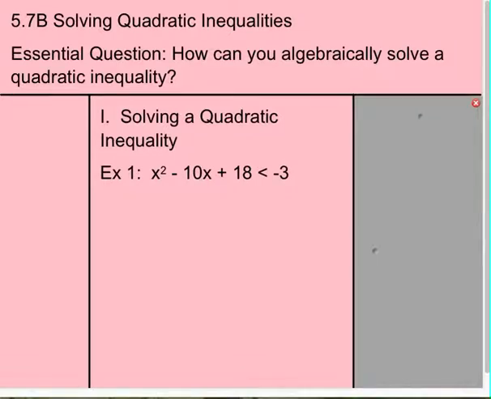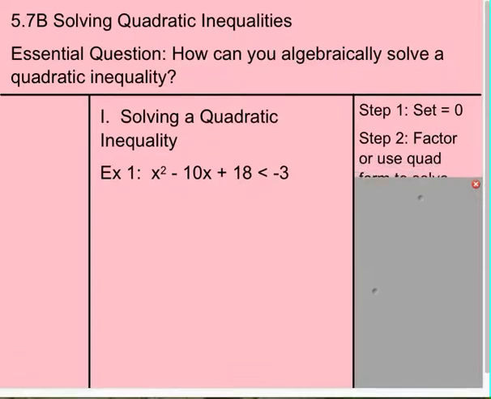All right, our essential question today is how can you algebraically solve a quadratic inequality? Yesterday we looked at how to graphically solve a quadratic inequality. All right, so step one, we want to set it equal to 0. What we're going to do is solve our quadratic inequality using the factoring or quadratic formula. Adding 3 to both sides.